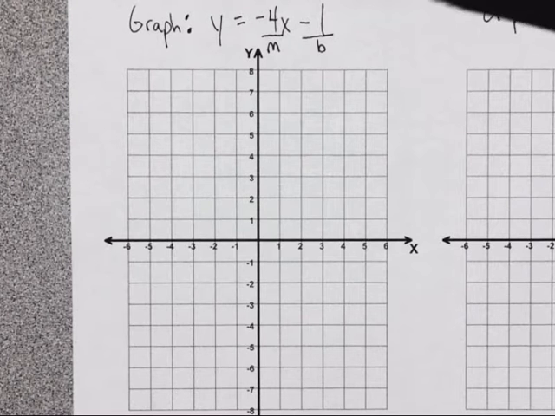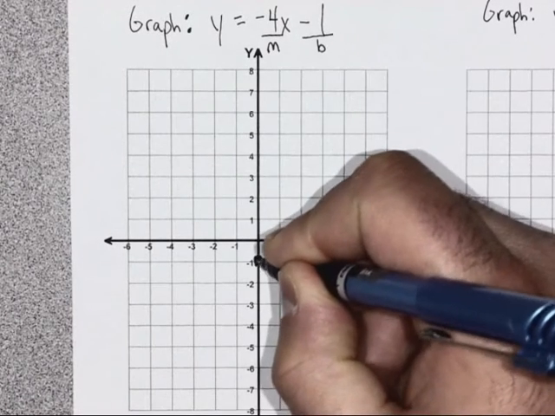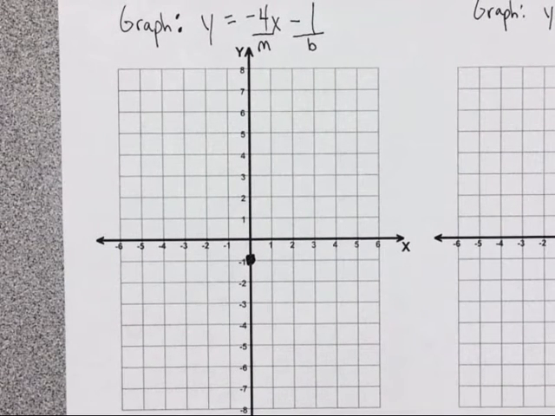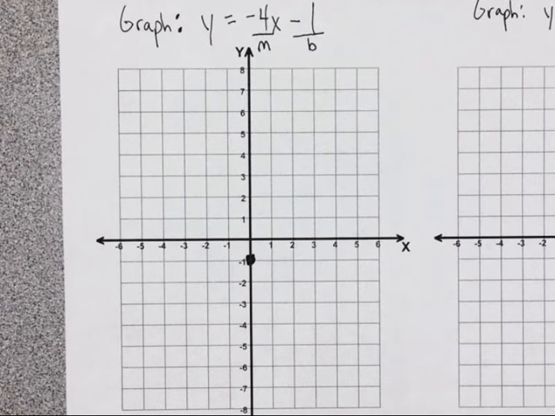Let's start by finding the y-intercept on the y-axis. So think about this y-intercept as the starting point for graphing the line. That y-intercept tells me where the line crosses the y-axis, so I know the line crosses the y-axis at negative 1, so I'm going to plot a point there. And that's going to be our starting point for graphing. Then I use the slope to determine where the next point on the line is.